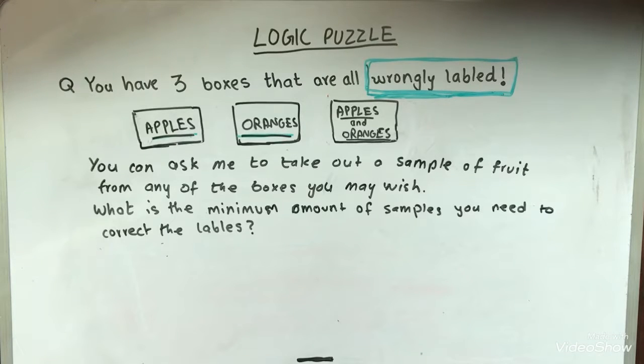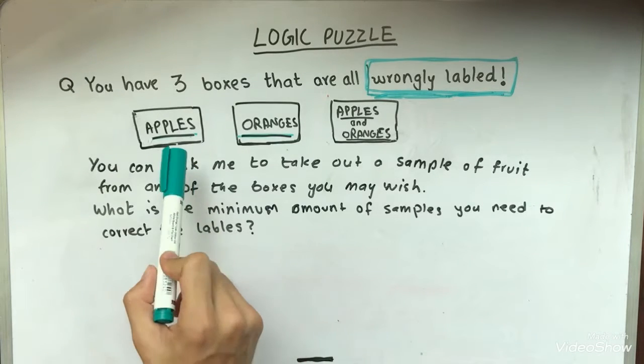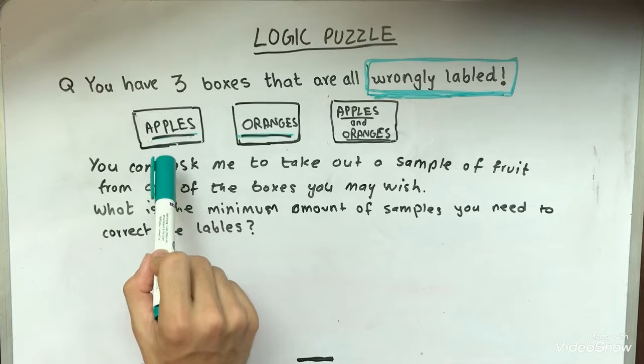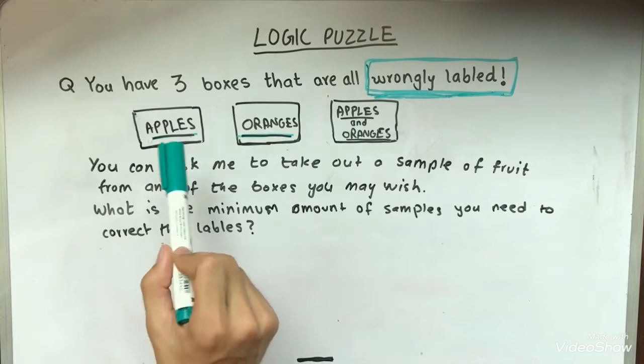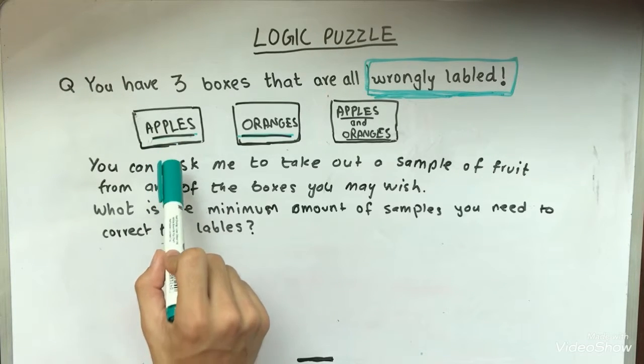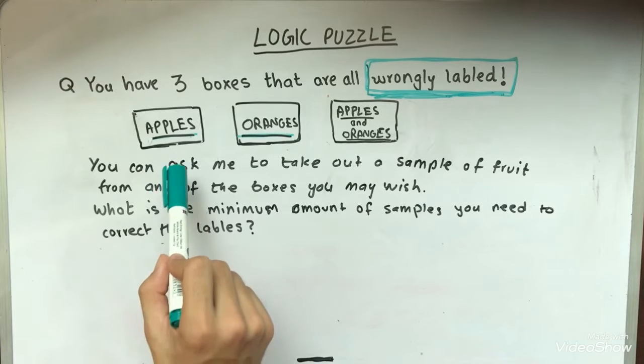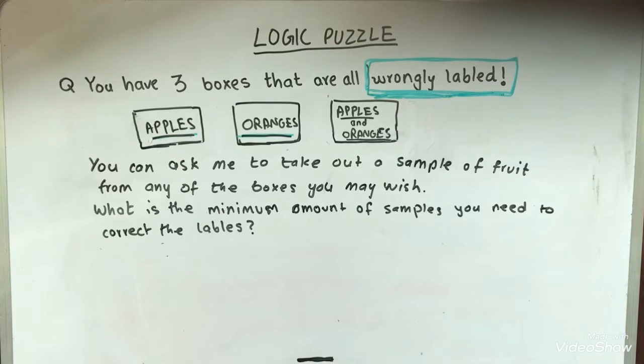Before you pause the video and try to solve it, if you want to, let me first explain it a bit more. You have basically three boxes, and you are supposed to solve it. You ask me, okay, Zalal, I want a sample from this box. And I say, okay, I'll open it up for you and take out a sample, whatever fruit is present inside this box, and show it to you.